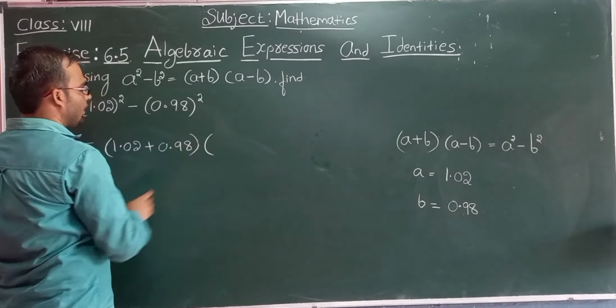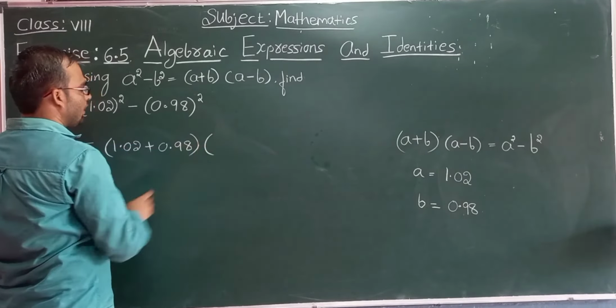0.98. Okay, now students, 1.02 plus 0.98 will be 2.0. Okay, I think you know this. Decimal addition it is.